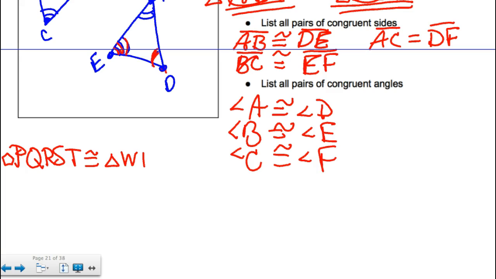Let's say I don't want to repeat letters. Anyway, not triangle, pentagon.